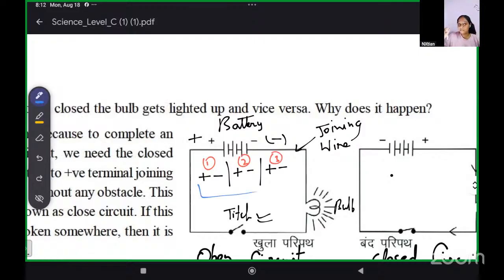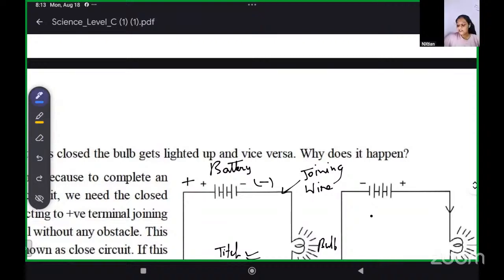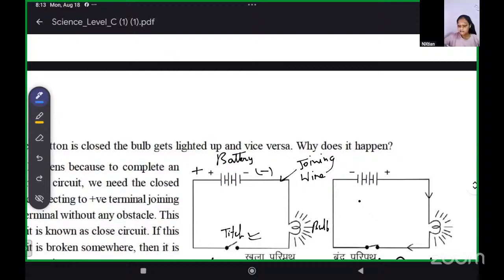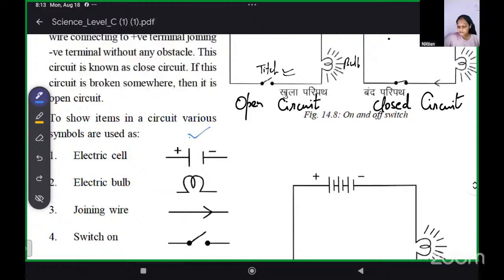Yes, Abraham? Ma'am, how is a cell drawn? Can you just show it again? Yes, Abraham, sure. Usually in the circuit diagram, this is how the cell is drawn.